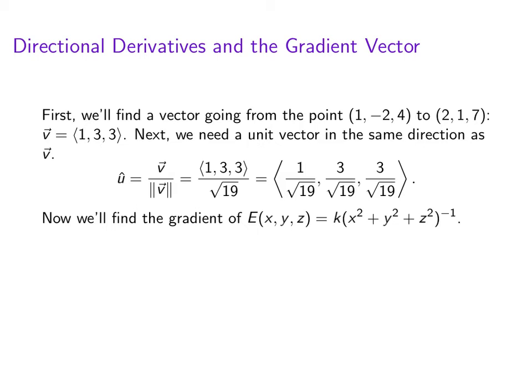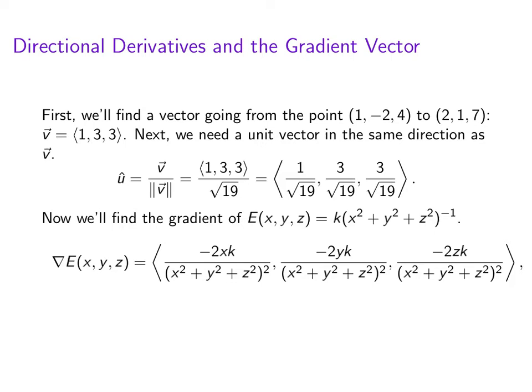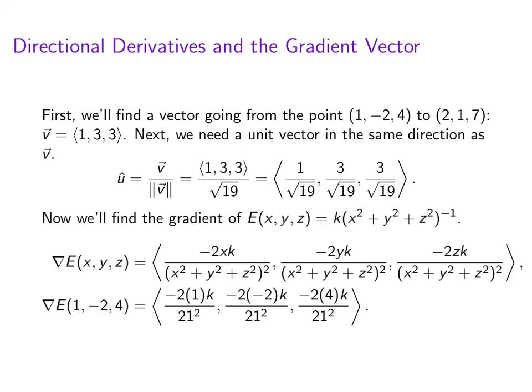Next, we need the gradient of the strength of the electric field. And I've rewritten this as k times (x squared plus y squared plus z squared) to the negative 1 power. So if we compute the gradient of E, this is what we get. We're computing partial derivatives of the strength of the electric field. And then if we plug in (1, -2, 4), we get this vector. So this is the gradient evaluated at the point we're interested in, which is (1, -2, 4).